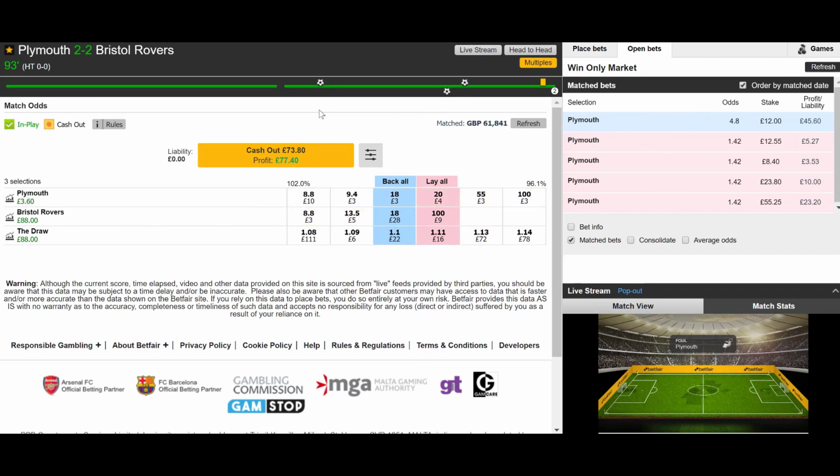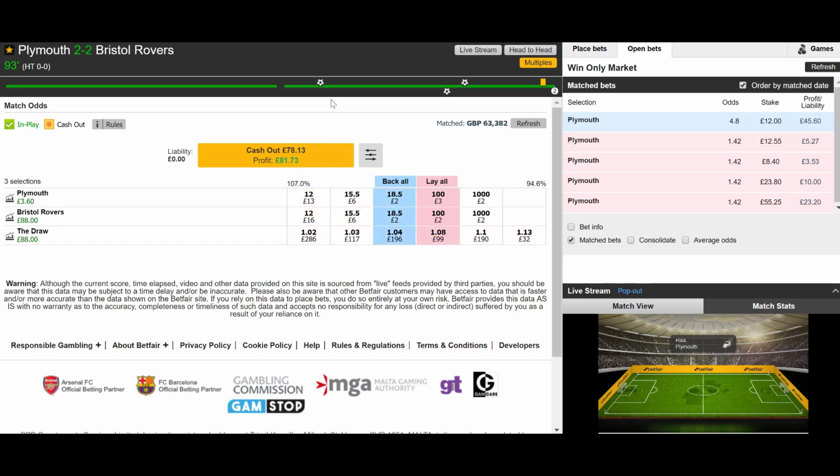And what was funny about that clip just then was that, as I'm sure you noticed, Plymouth actually scored again to go 2-1 up just at the end of that clip. As you saw, the markets went suspended and then the goal went in. But here we are, 93rd minute, and Bristol have equalised. And as you can see, I just left it as it was. In those moments, you've got to just keep the faith.